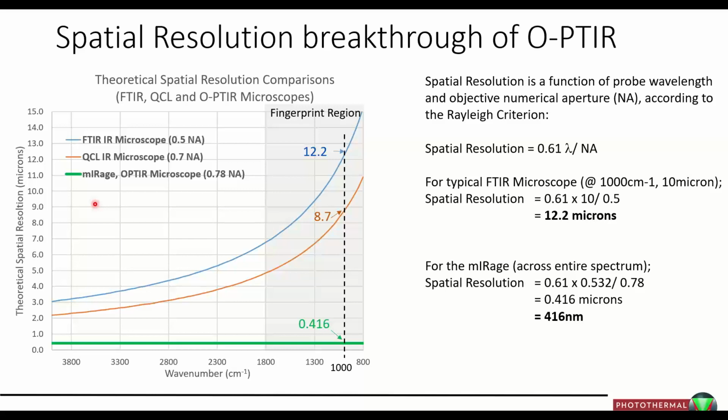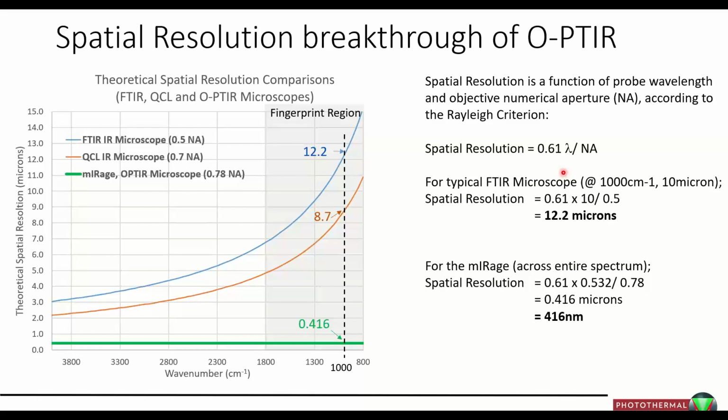Spatial resolution is something we talk a lot about, and if you're using a microscope, you typically care about spatial resolution. There's a simple approximation for that, the Rayleigh criteria. It's about 0.6 times your probe wavelength. Probe, I'm stressing that, divided by the numerical aperture of your objective. That's just a property of the objective.